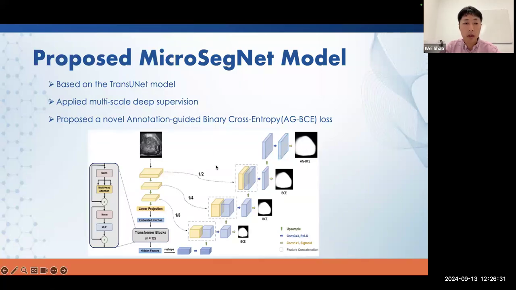Another innovation in this architecture is that typically people only care about the final output, but we are doing multi-scale deep supervision, meaning that we would like the network to output the segmentation map at different scales and compare with the ground truth. We found that those two innovations really help to improve the quality of the segmentation.